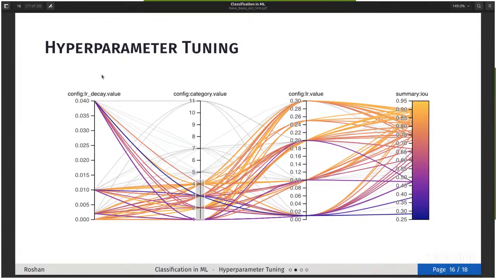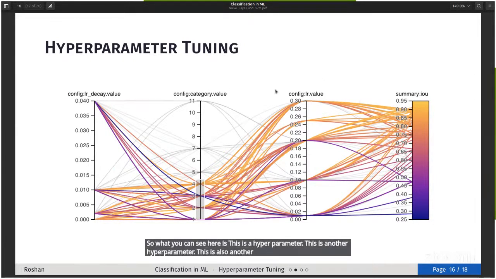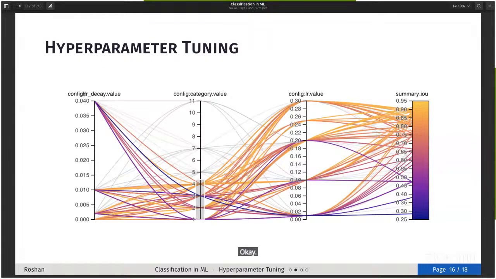So what you can see here is this is a hyperparameter, this is another hyperparameter, this is also another hyperparameter. So you have three different hyperparameters that you want to check for your model. And this is the final performance metric. It can be accuracy, it can be F1 score, it can be anything related to your task. It can be R square, it can be mean square error, and so on. Okay. So I have different combinations to try among these things. Okay. I have different combinations. I want to try every combination.